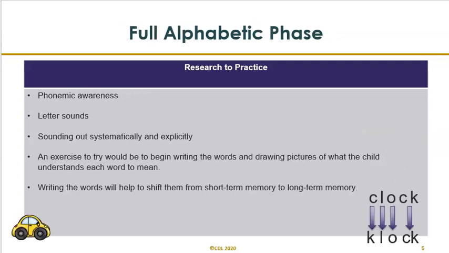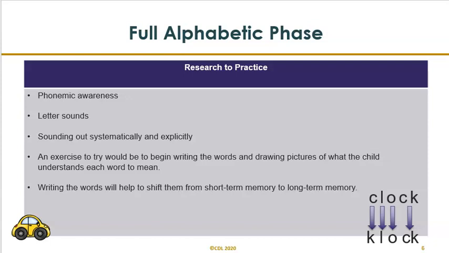In the full alphabetic phase, we're really looking at strengthening phonemic awareness and letter sounds. Students are sounding out systematically and explicitly. They're writing words to help them shift from short-term memory to long-term memory. And here are a few exercises at the bottom. You could even try to begin writing with words and having them draw pictures so they can understand what each word means.